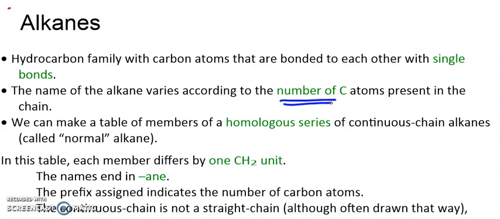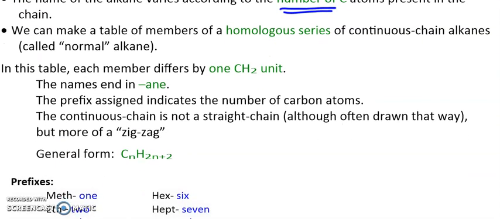So we can make a table of members of a homologous series of continuous chain alkanes. They're called normal alkanes. And in this table, each member in your homologous series would differ by one CH2 unit. So for example, you could have CH4, and then you could have also CH3, CH3. So you've increased from here to here another carbon and two more H's.